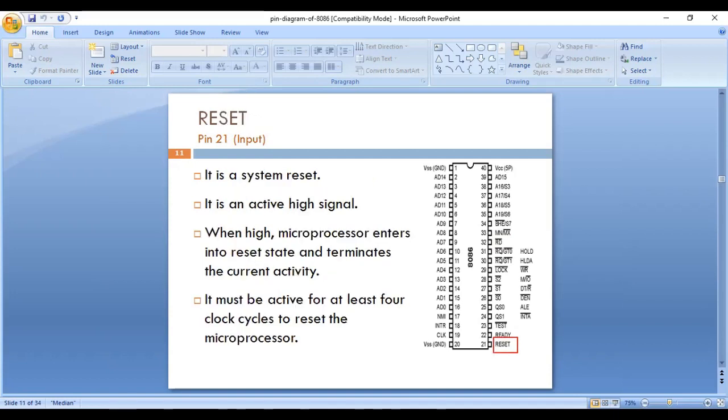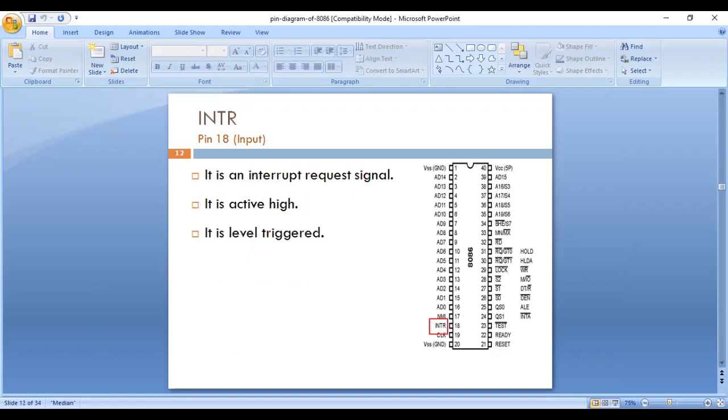Next, the RESET pin, which is pin number 21. It is used to reset the system, and it is an active high signal and an input pin. Next, INTR, which is pin number 18, and it is an input pin. It is active high and level triggered. It is used for the interrupt request signal.